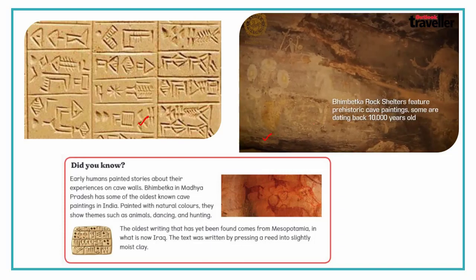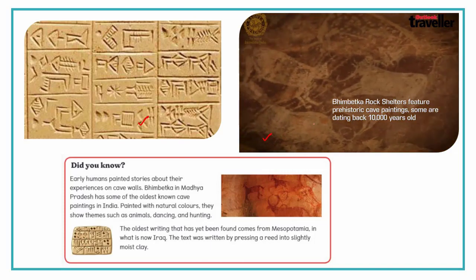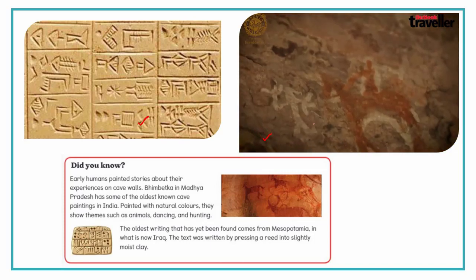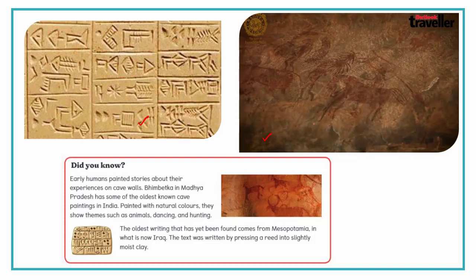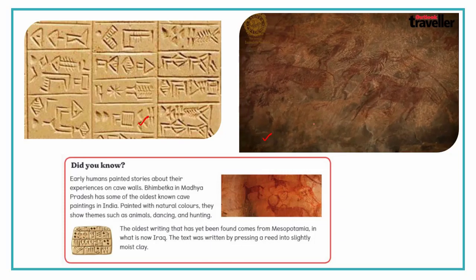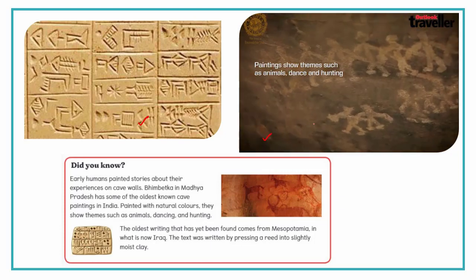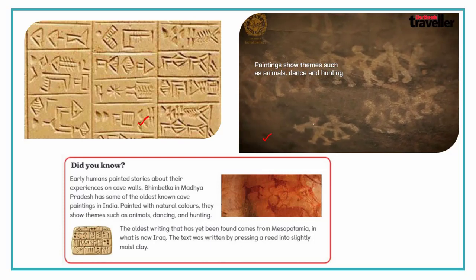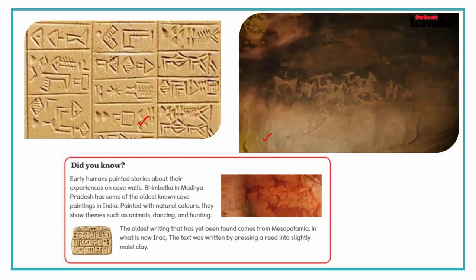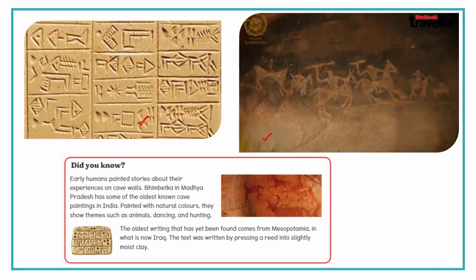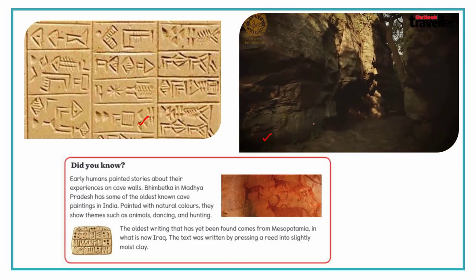Some animals are drawn. Some people are traveling on donkeys. That means some dancing man traveling on a horse. This is a horse. These are the trees. Some hunting pictures are there. People going in groups or might be dancing. Going on chariots. So, whatever they wanted to tell, they painted.